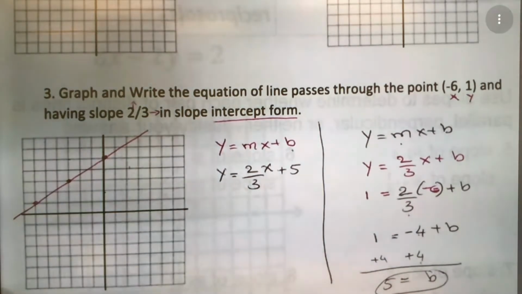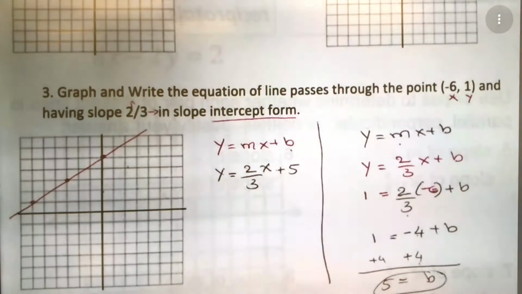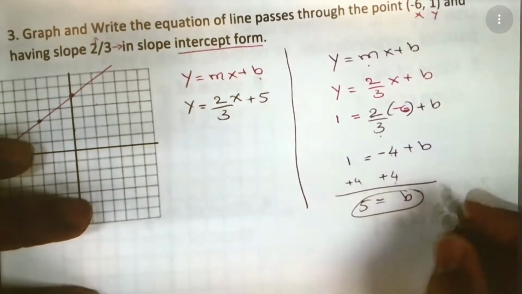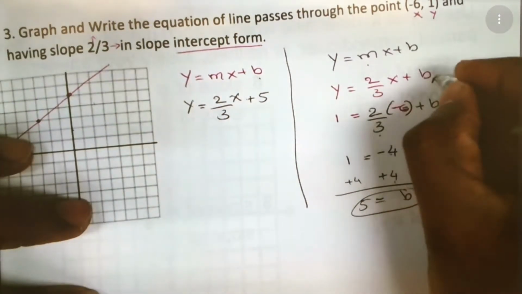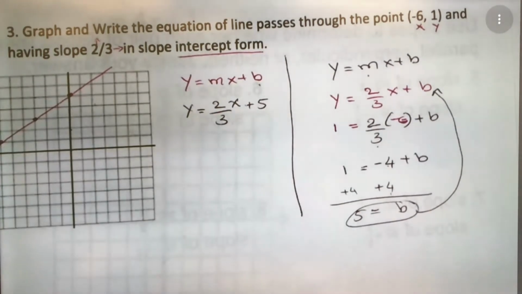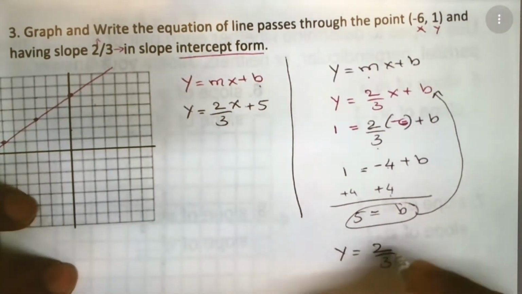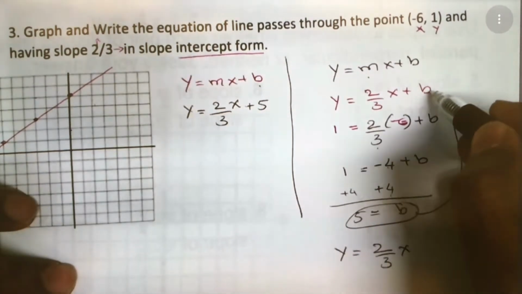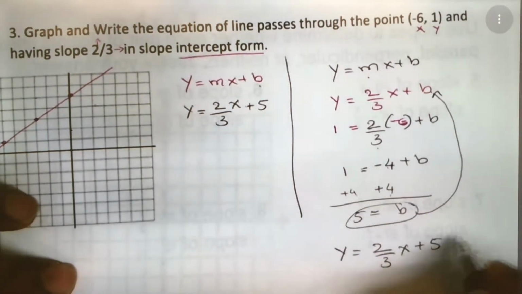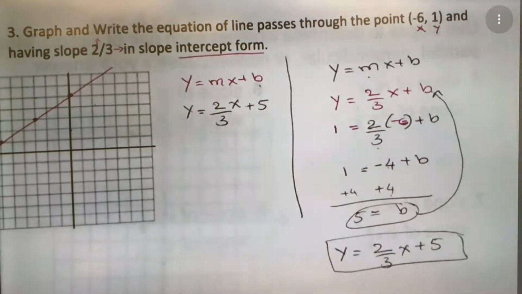Once you have the value of b, replace the b with the given value 5. So I have y is equal to 2/3 of x, and now I have b as plus 5. That should be the answer, the equation of the line.